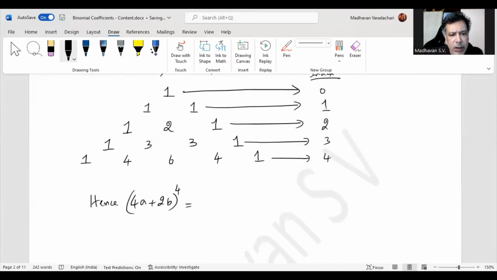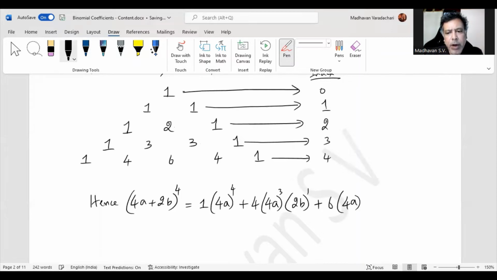first coefficient is 1. So 1 times I will write a, that is (4a) to the power of 4. And b will have only power 0, we can ignore it. Plus second coefficient is 4. And we will reduce the power of 4a now. 4a's power will become 3, and then 2b's power will become 1. And then next coefficient is 6. So (4a) to the power of 2, because you keep on reducing the first term's power: 4, 3, 2. And then the second term's power will increase. In the sense, here it will be (2b) to the power of 2.